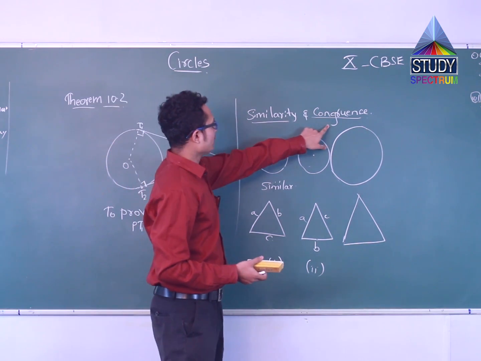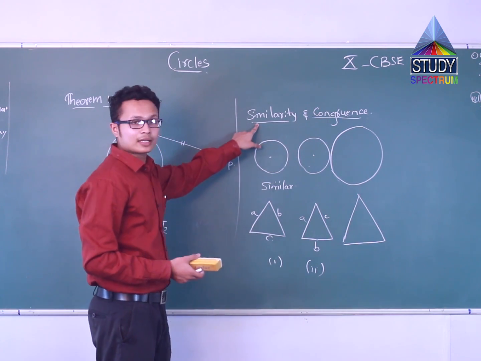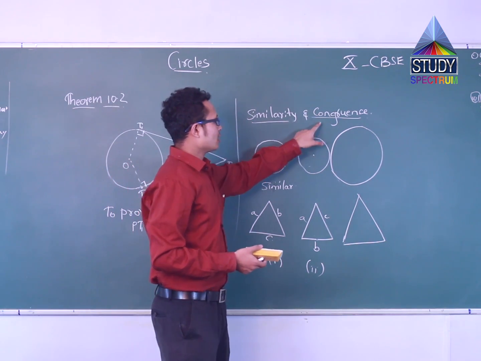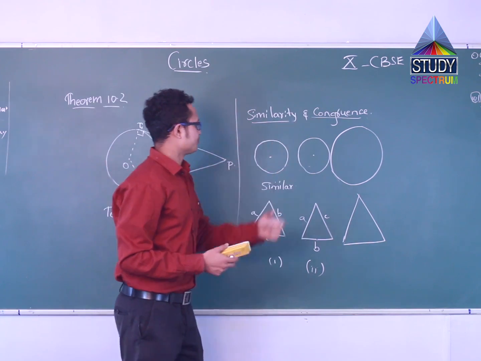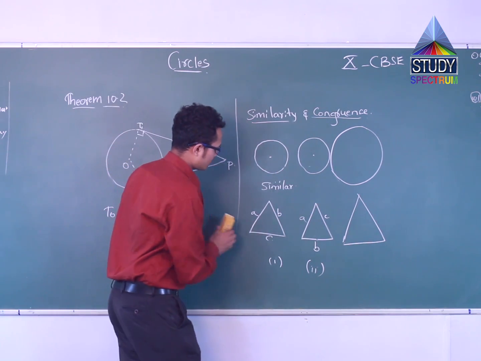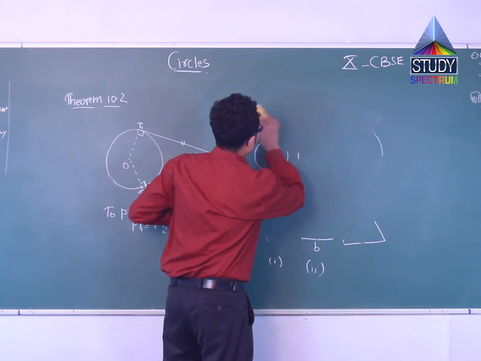A congruent figure is always a similar figure, but similar figures cannot, they may not have congruence. So that is there.